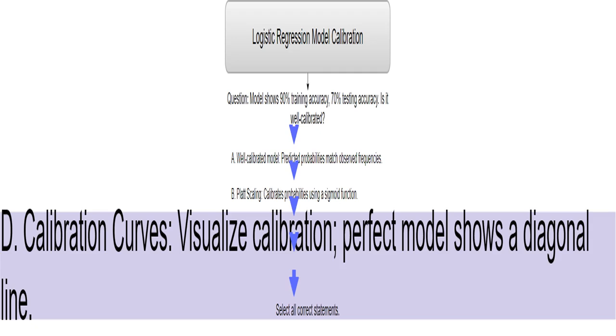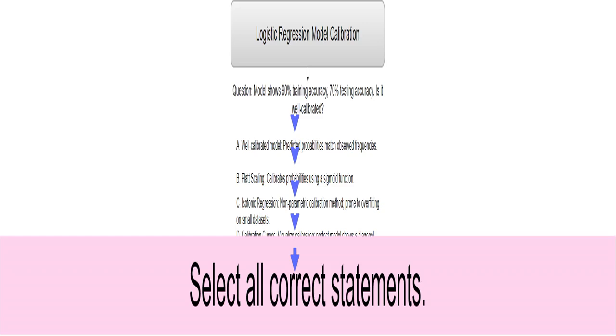Calibration curves are graphs that show how well my model's predicted probabilities line up with the actual results. A perfect model shows a diagonal line, showing a perfect match. If the line deviates, it tells me how and where my model is miscalibrated. This is asking you to identify all the true statements about model calibration from the previous options, to assess your understanding of calibration methods and visualization techniques.